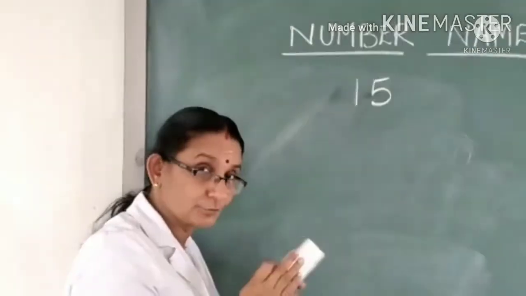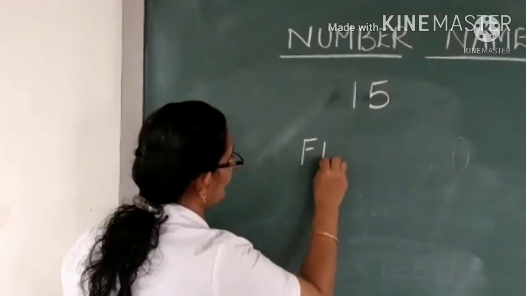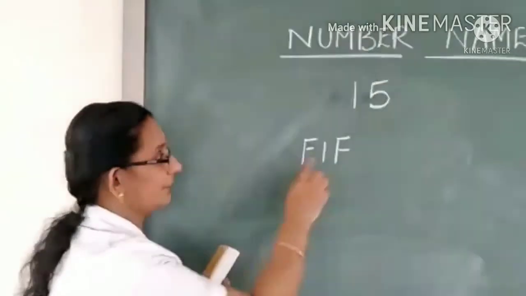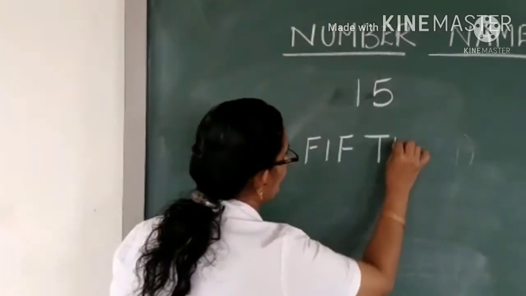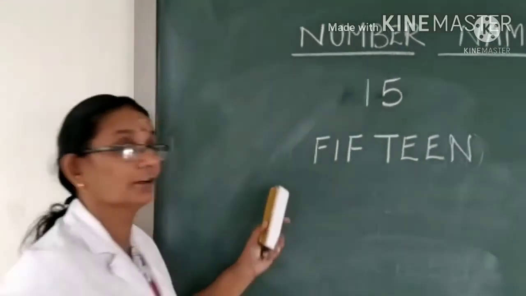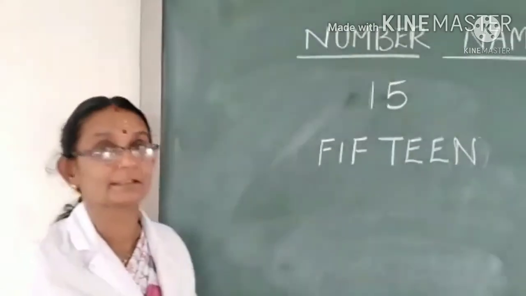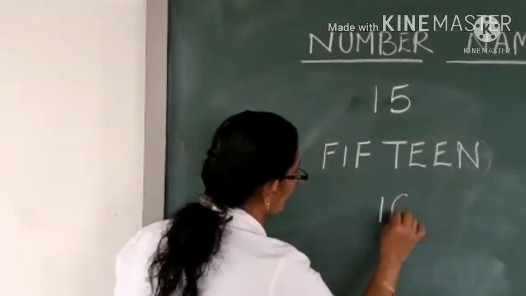The next number is 15. Break the number name into two parts, five and teen. So we will write it as F, I, F, and T, E, E, N. The spelling of 15 is F, I, F, T, E, E, N. The next number is 16.